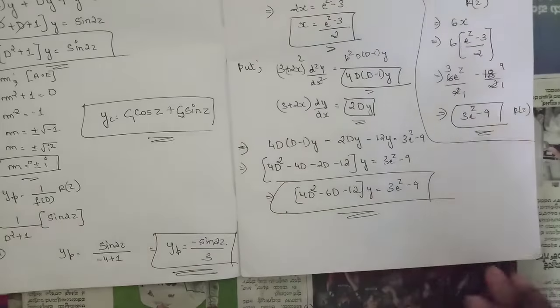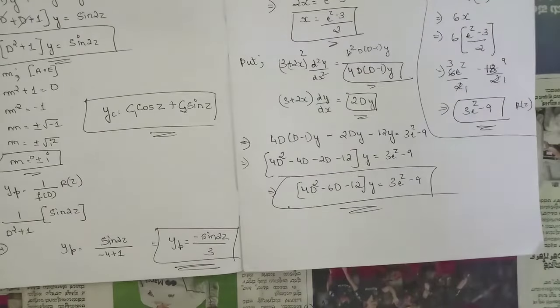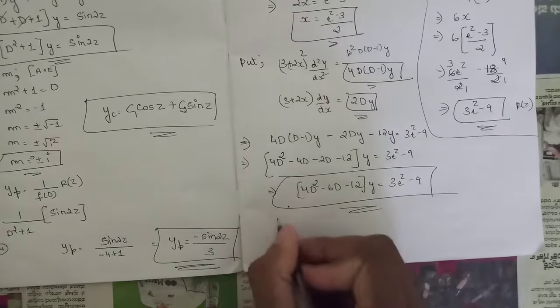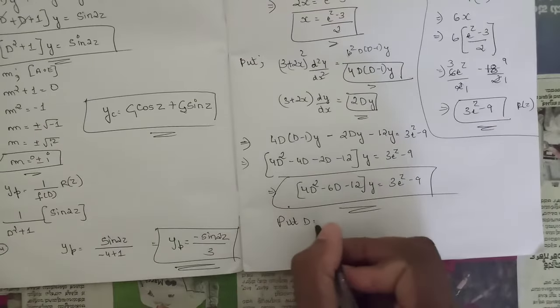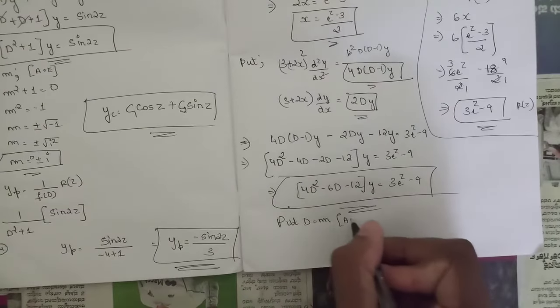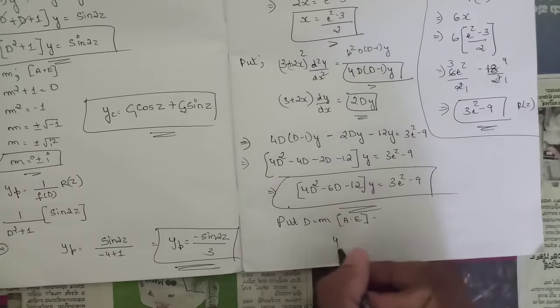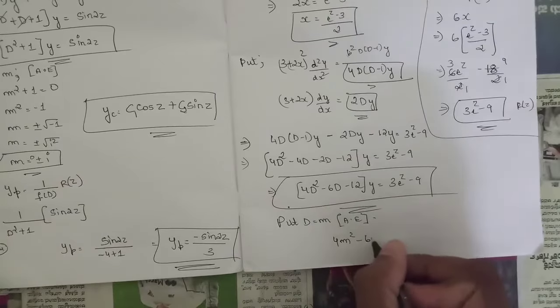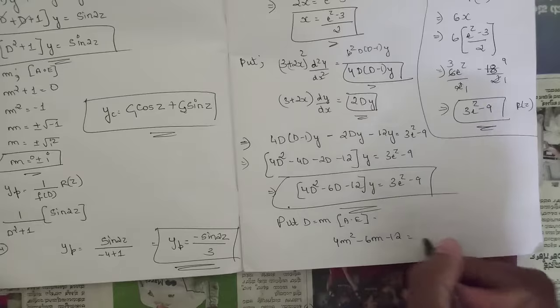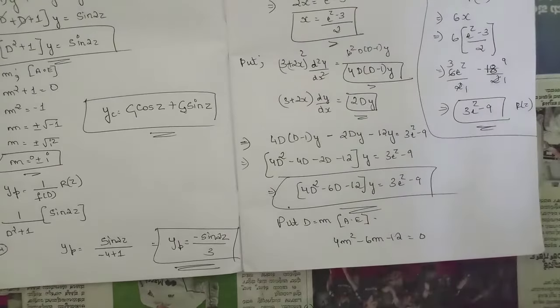We have reduced this equation to this form. Now the procedure remains the same. We put D = m according to the auxiliary equation, and we get 4m² − 6m − 12 = 0. Now we need to apply the quadratic formula.